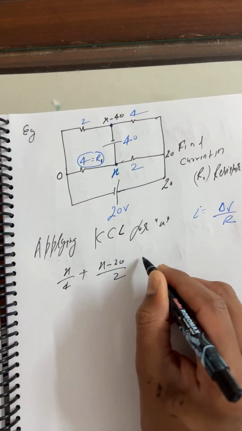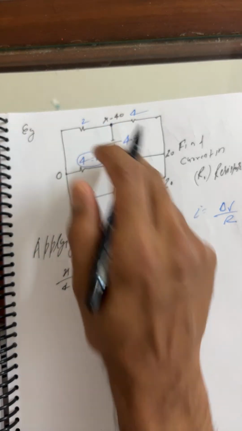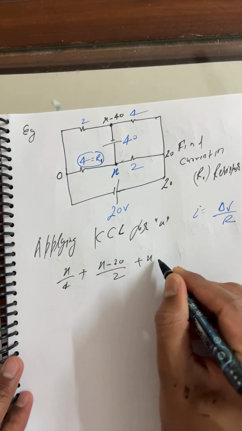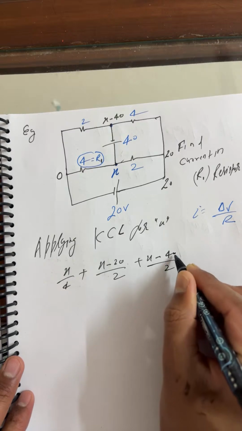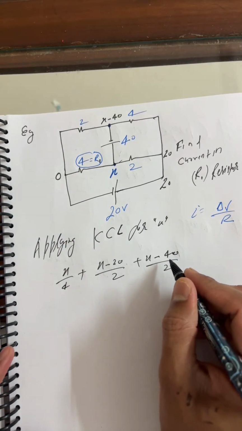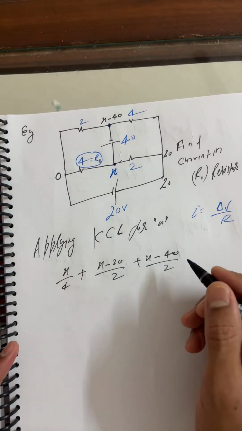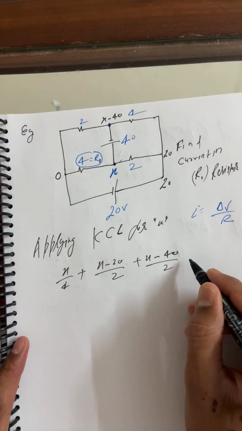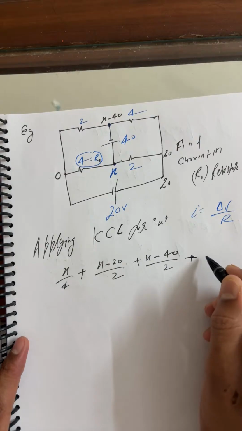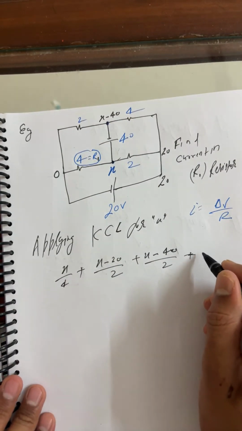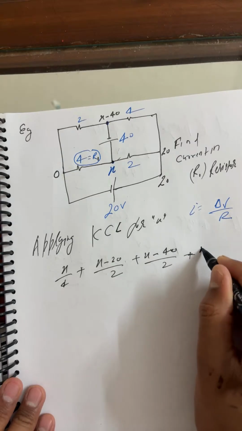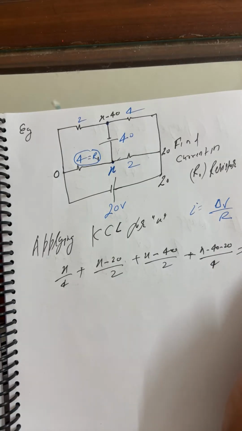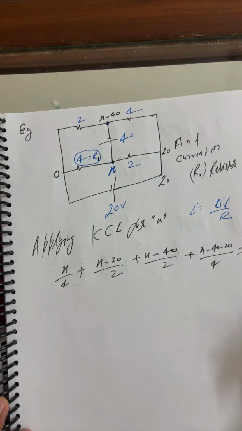X minus 20 by 2 plus X minus 40 by 2. Because this is 0, this 0 remains. This is 20, this remains 20 only. So X minus 40 by 2 plus, the last one, the current on this 4 ohm, X minus 40 minus 20 by 4 is equal to 0. Right.